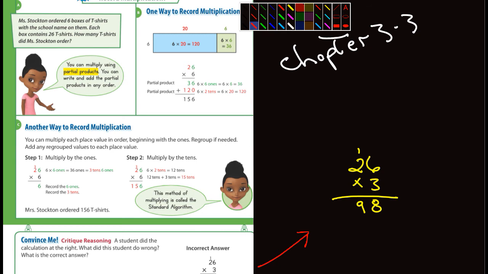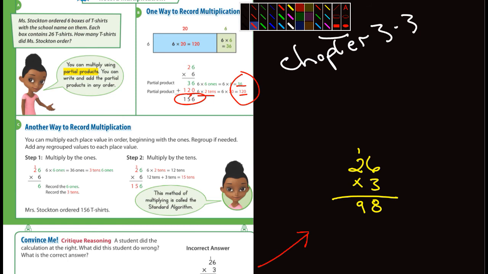So it says one way to record a multiplication here, and they've set it up here. It's 26 times 6, and partial products, it'd be 6 times 6, that's 36, and they've got that listed there. And then 6 times the 2, that's actually 2 tens, and they have that there, 6 times 2 tens, that's 6 times 20, because 2 tens is 20, and that's 120. And then you just add up 36 and 120, and what do you get? 156. So you can see they're thinking in that way.